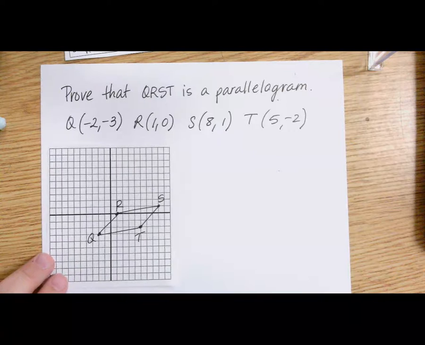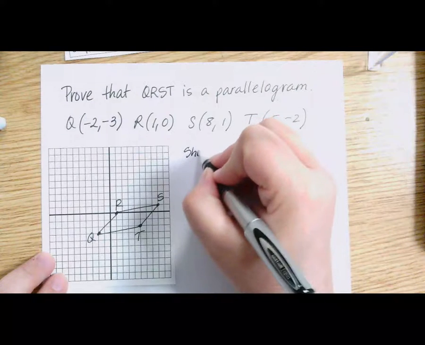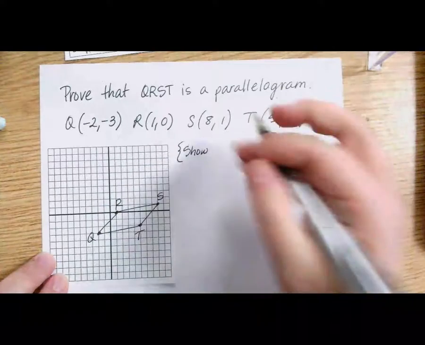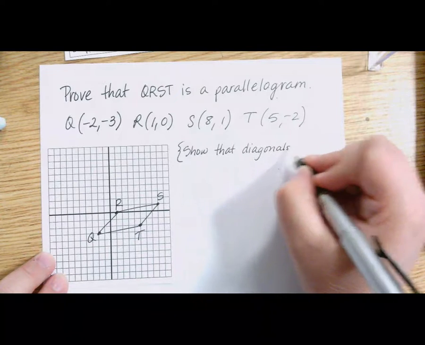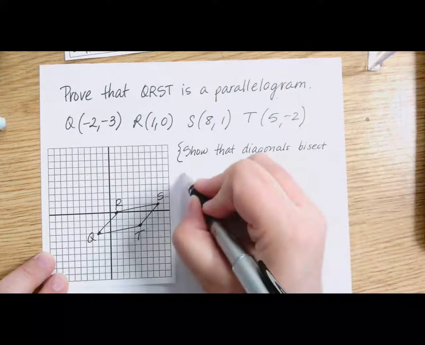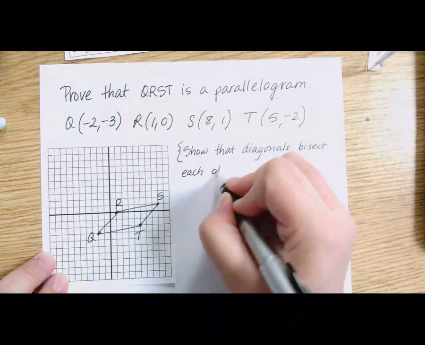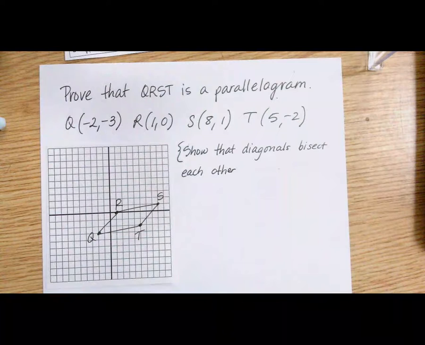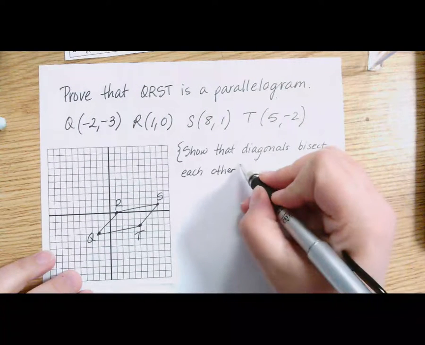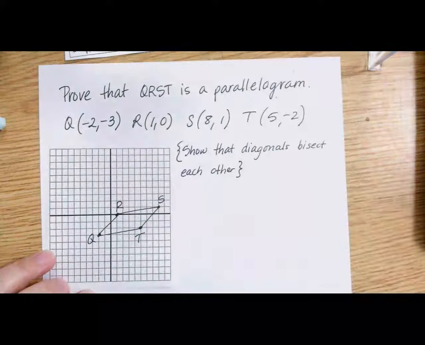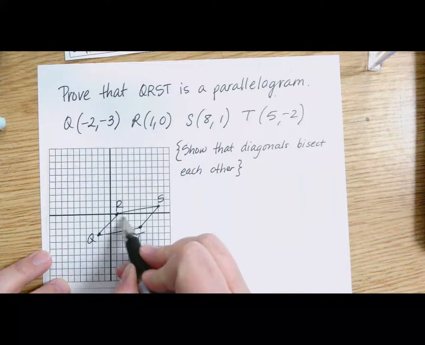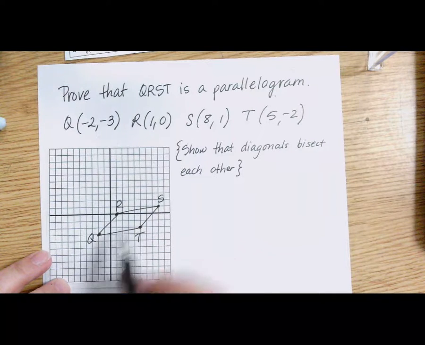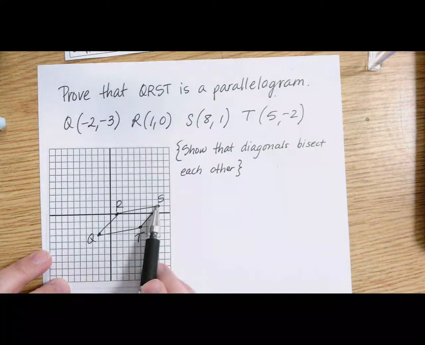My favorite, however, is what we're doing. We're going to show that the diagonals bisect each other. This is another one of the main properties of a parallelogram. And how are we going to show that? Well, to show that they bisect each other, basically we show that if you find the midpoint of one of the diagonals, R to T, and you find the midpoint of the other diagonal, QS, they are in the same place.